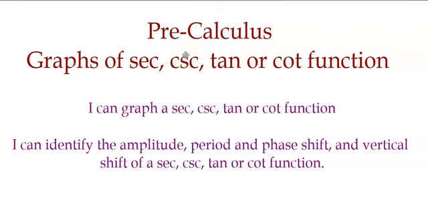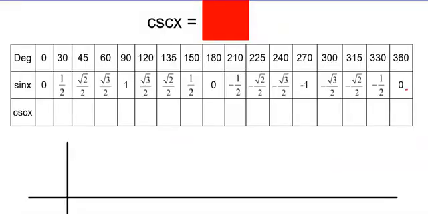Hi Pre-Calc. In this lesson, we are taking care of graphs of secant, cosecant, tangent, and cotangent. So we've already done sine and cosine, and now we're moving on to the other four of the six. So not only are we going to graph these new functions, but we're also going to continue identifying amplitudes, periods, phase shifts, vertical shifts, etc. I guess just that of those four new ones. So we're going to start out with cosecant.